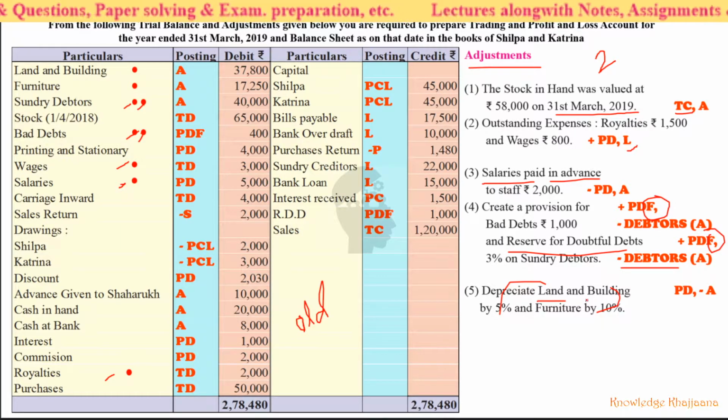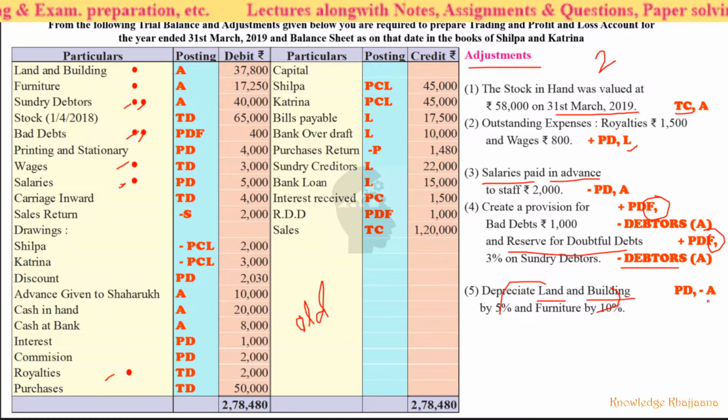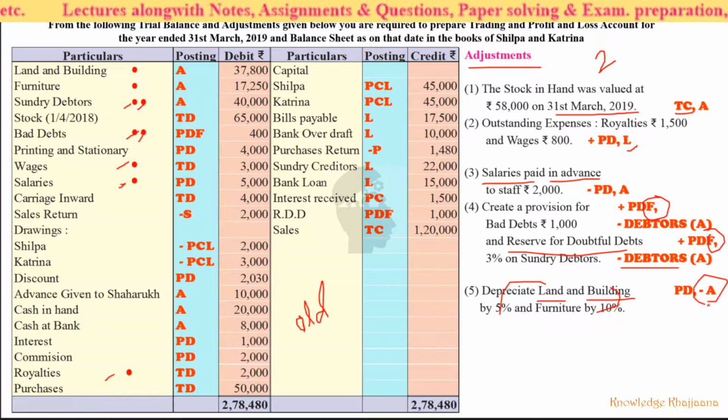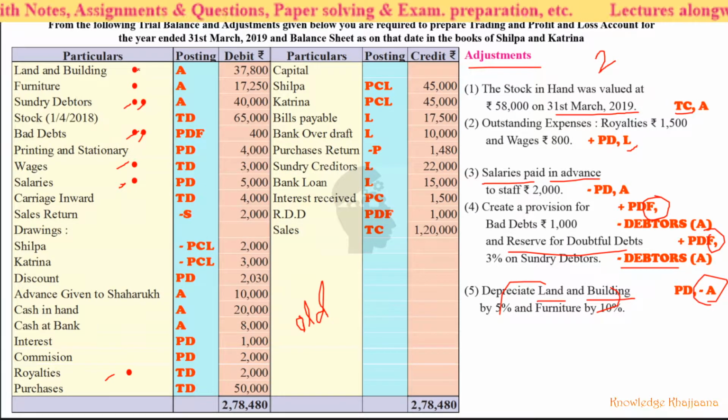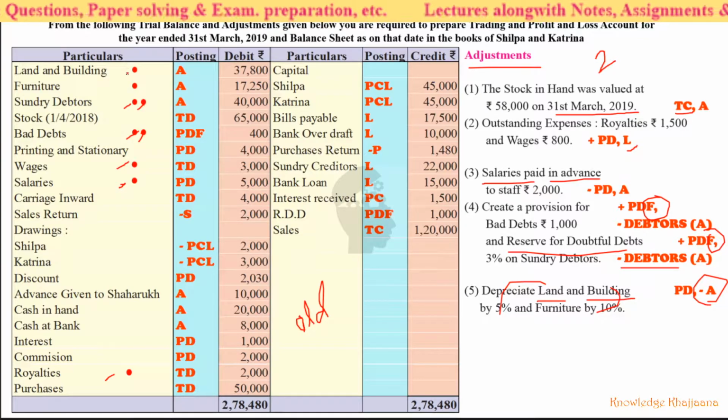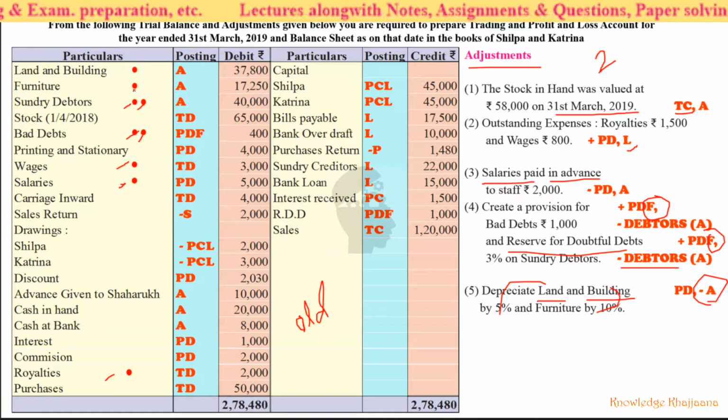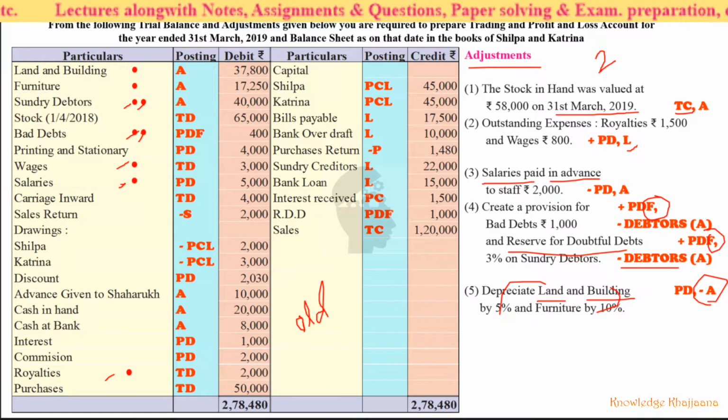Which are the assets? Land and building. So we have to deduct that much of amount from assets, so we have to note against those respective assets. Which are the assets? Land and building and furniture. So these are the markings for posting regarding the adjustments.